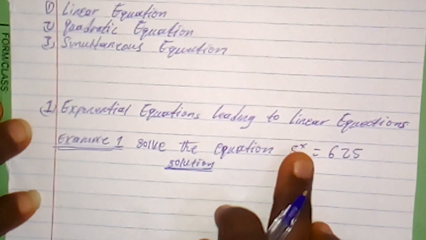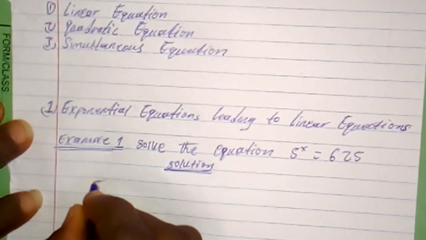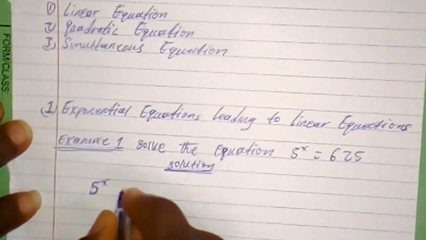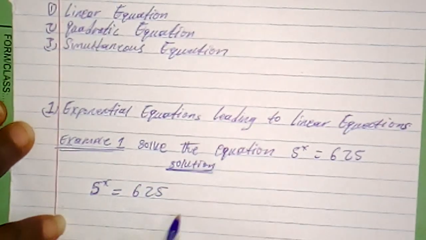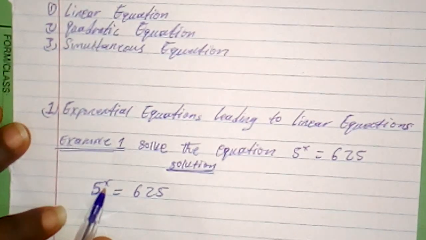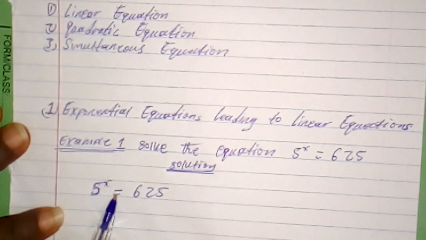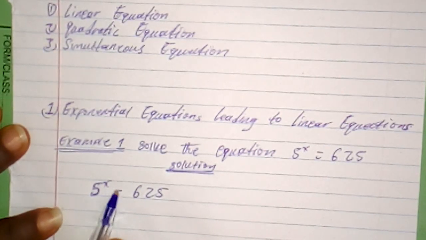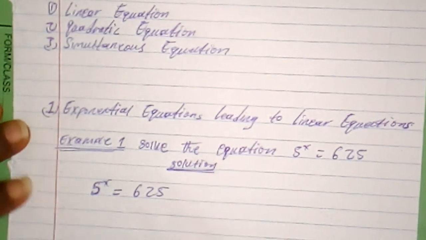Now we bring the exponential equation. We say 5 raised to the power x equals 625. Why do we call this an exponential equation? Simply because of this x that is a power, and also the equals sign. So anytime you see mathematics of this nature, it is an exponential equation.